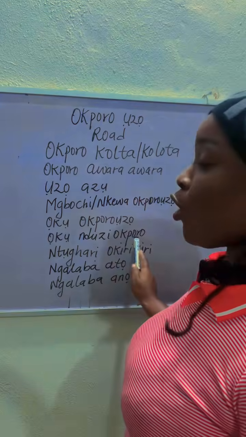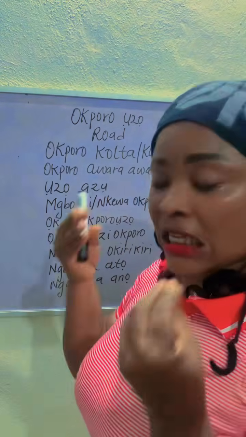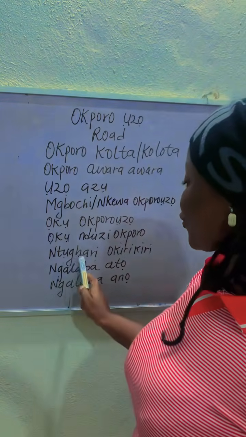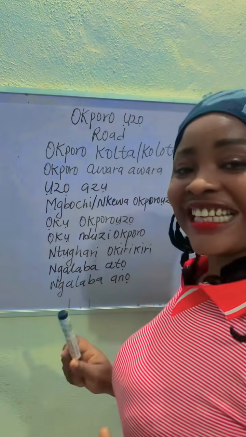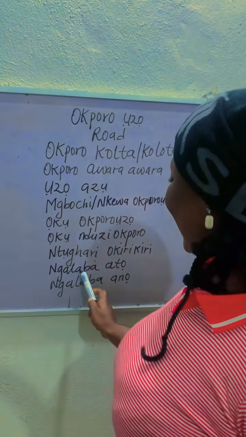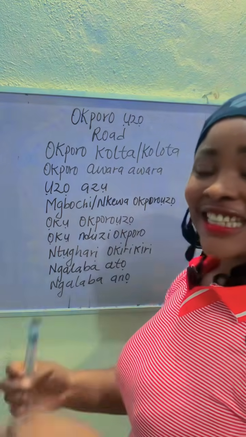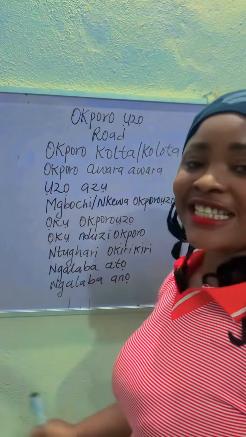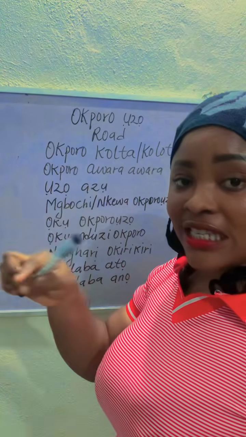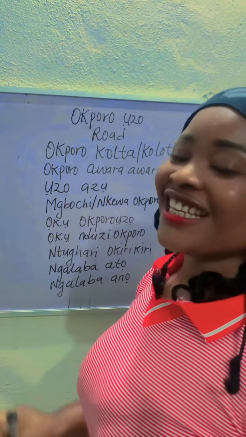Ọkụ nduzi okporo, that is traffic light. Ntụgharị okirikiri, roundabout. Ngalaba atọ, that is the Y junction. Ngalaba anọ, that is the T junction. A small T with a crossing gives you the T junction.